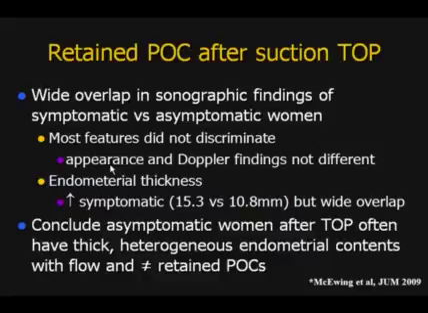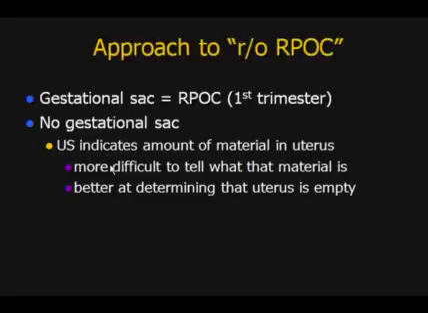Wide overlap in the ultrasound findings of symptomatic and asymptomatic women after surgical intervention. Most features did not discriminate, neither the appearance nor the Doppler findings. Endometrial thickness was a little thicker in symptomatic patients, but still a lot of overlap. And in this study, they concluded that asymptomatic women after termination of pregnancy often have thick, heterogeneous endometrial contents with flow by Doppler imaging, and that does not necessarily equate to retained products of conception.